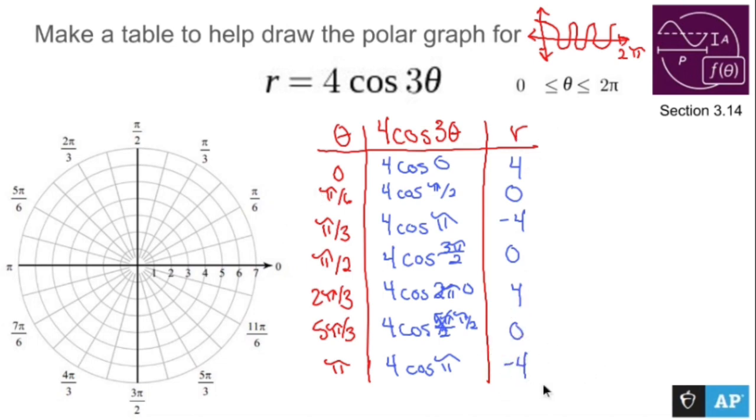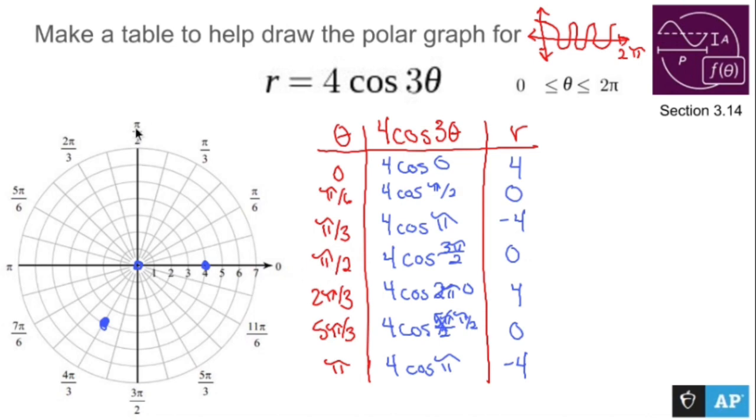So let's graph the points that we have right now. At angle 0, I go out to 4. At angle pi over 6, I stay at 0. At pi over 3, I go out to negative 4. Oh, I'm going the wrong way. So pi over 3 is going to be over here: 1, 2, 3, 4. Careful, tricky.